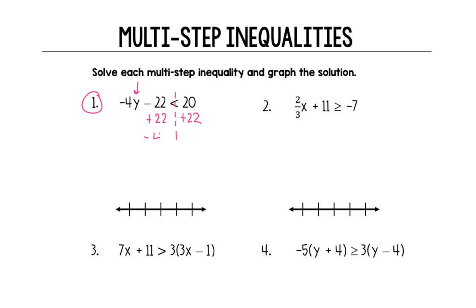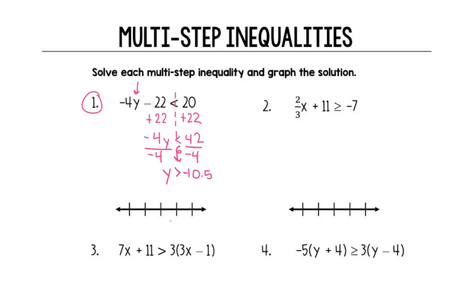That's going to give me negative 4y is less than 42. From here I'm going to divide by negative 4 on both sides. Because I'm dividing by a negative, I need to flip this sign. So it's going to be y is greater than or equal to negative 10.5.